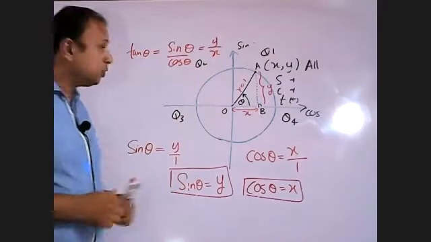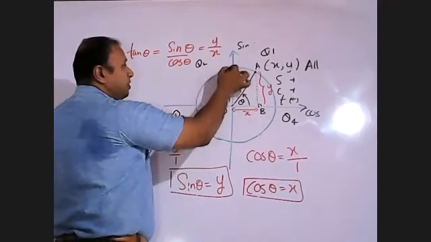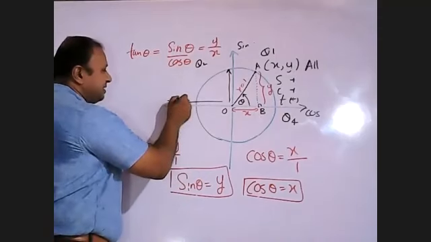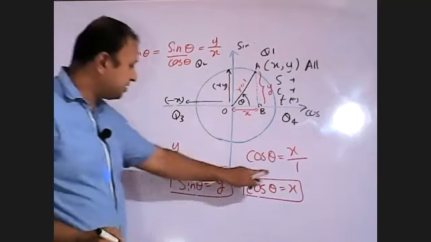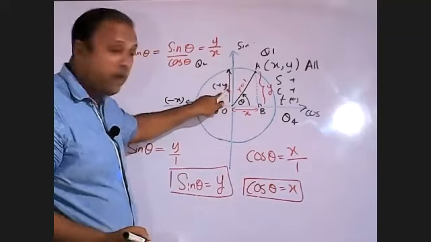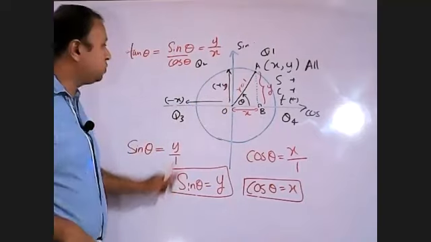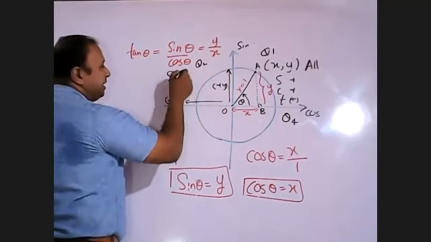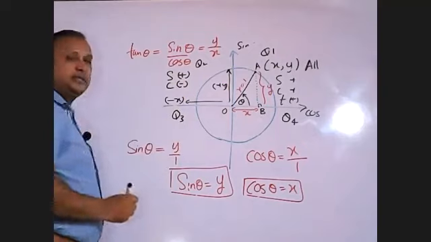Look at Q2. Q2 is bounded by positive y and negative x. As x is negative, cos theta is negative in Q2. The y values are positive, therefore sin theta values in Q2 are positive. Sin theta in Q2 is positive, and cos theta in Q2 is negative.